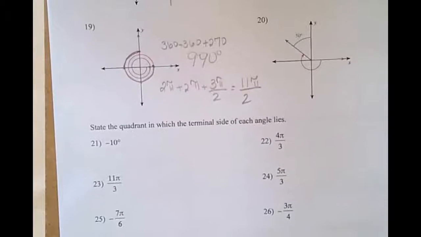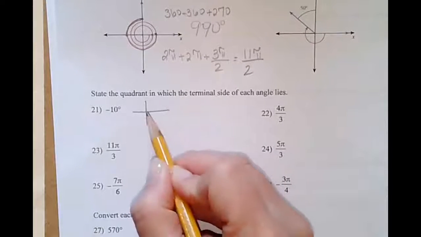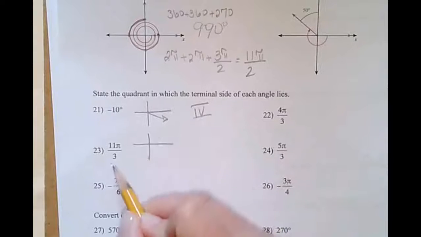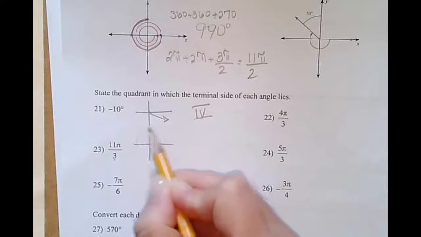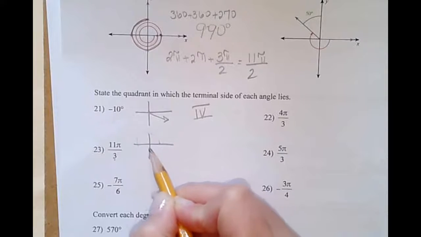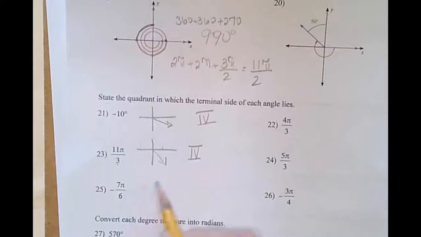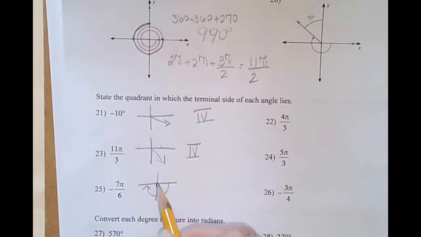State the quadrant in which the terminal side lies. Well, let's actually draw the picture. Minus is down here. Well, that's quadrant 4. Here's a picture. Oh, 3's, right? So that means it's going to be 3, 6, 9. Not quite 12. It's going to be down here. Again, quadrant 4. And then right here, 6, because again, I'm going backwards. It's negative. So 7 is going to be right here in quadrant.